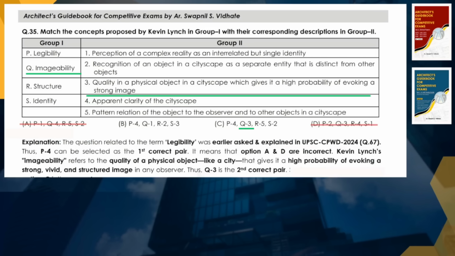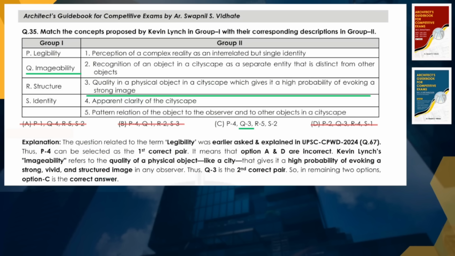Now let's focus on the remaining ones. Kevin Lynch's imageability refers to the quality of a physical object like a city which gives a high probability of evoking a strong, vivid and structured image in any observer. So Q3 is the correct pair. As it is correctly mentioned at option C, option B will also be incorrect. So option C was the correct answer for this.